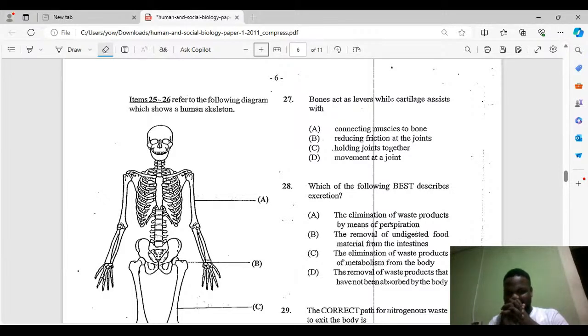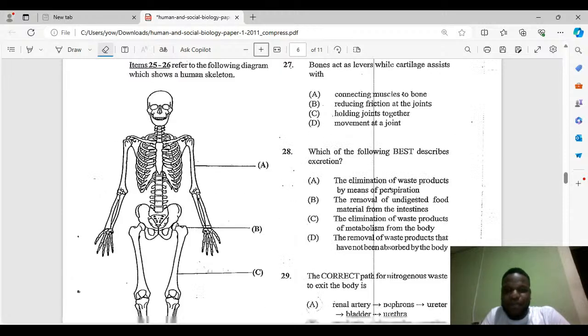So we're seeing B, reducing. Very good. B is correct. Let's move. Let's put some pace on it.